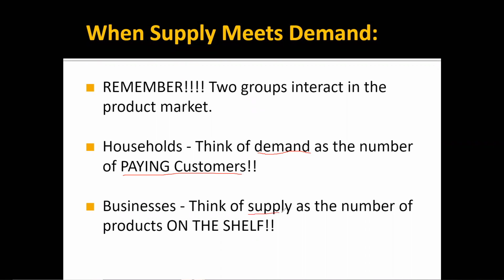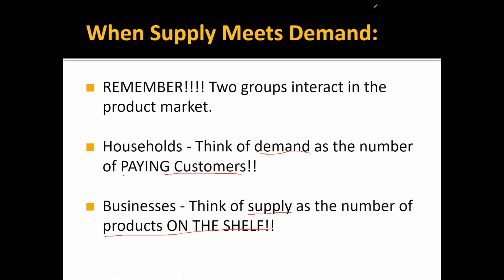When you hear supply or quantity supplied, you need to think of products on the shelf, whether it's headphones, clothes, books, shoes, whatever it may be. When you hear what is the quantity supplied of said product, you need to picture that number of products on the shelf. Okay. These two things work together to create the product market.